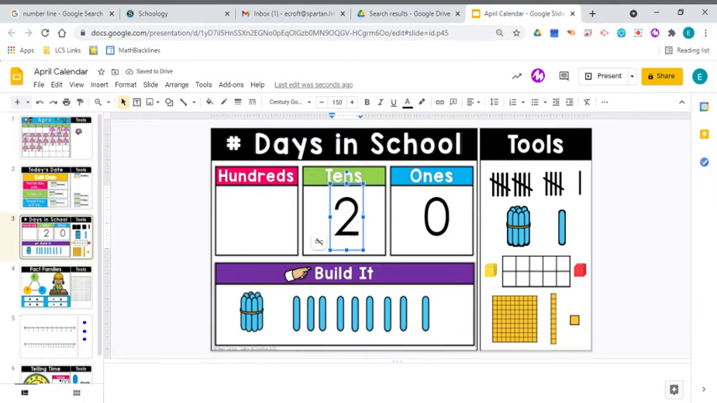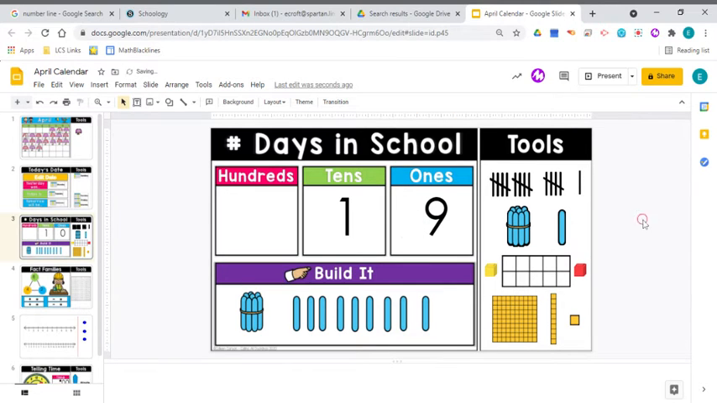So I have some changes to make up here. I only have 1 group of 10s now. There's my 1 group of 10s. And now I have 9 ones. So I have 1 ten and 9 ones. You remember that number is 19. Come on, everybody. Let's get things done. Numbers in the teens, they start with a 1. 19. It's a 1 and a 9.